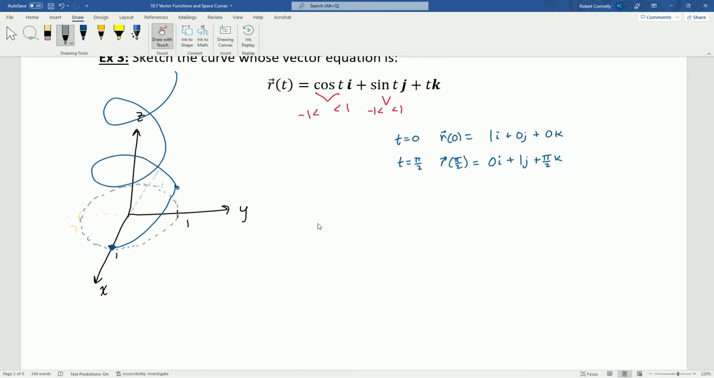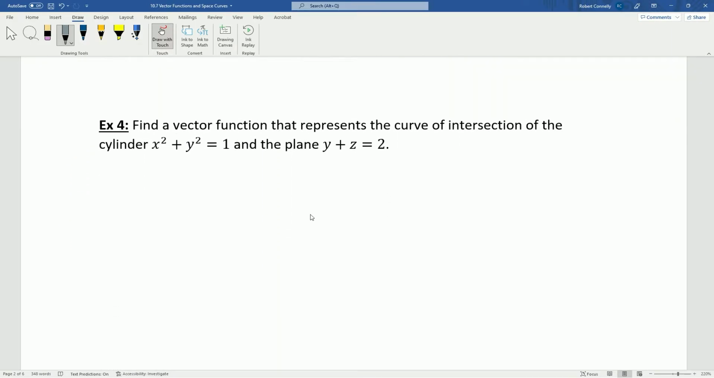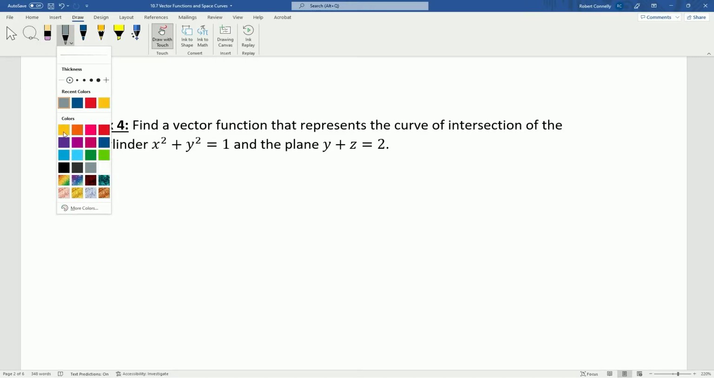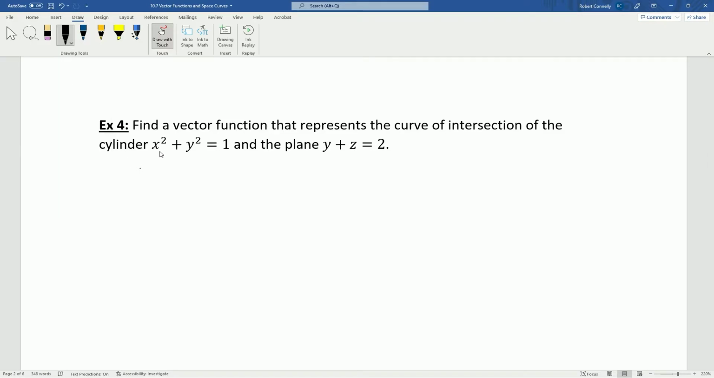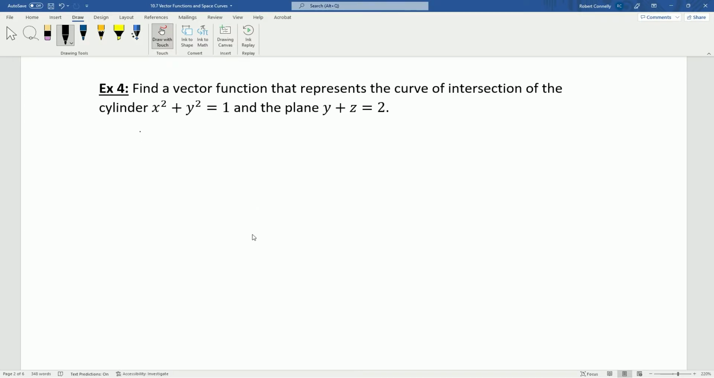Okay, so let's go ahead and move on to another example. Find a vector function that represents the curve of intersection of the cylinder x squared plus y squared equals 1 and the plane y plus z equals 2. First, let's draw our coordinate system and make sure we understand what these surfaces look like.